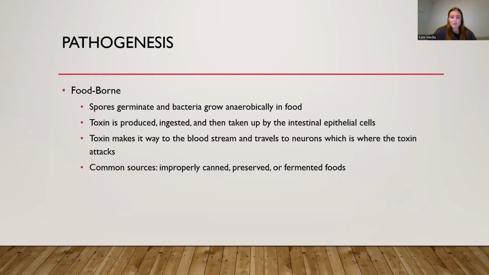So the toxin is produced from these spores, and then when ingested, it is taken up by your intestinal epithelial cells. The toxin then from these epithelial cells makes its way to your bloodstream, and that's how it travels to the neurons, which is where the toxin attacks in the mechanism that I talked about in the last slide. So common sources, like I said, improperly canned, preserved, or fermented foods, and that kind of thing.